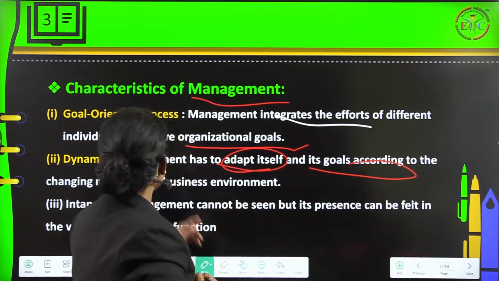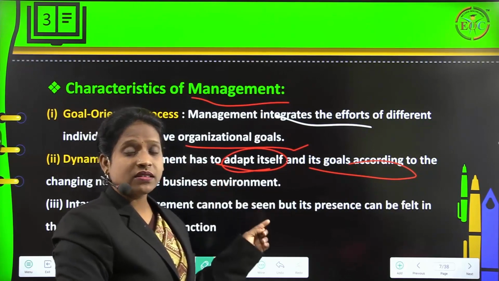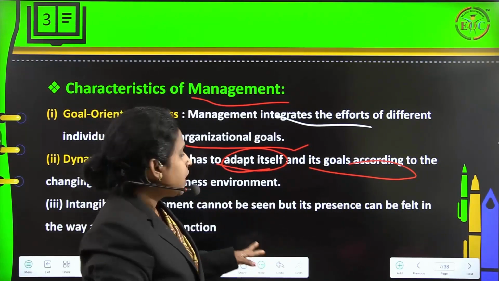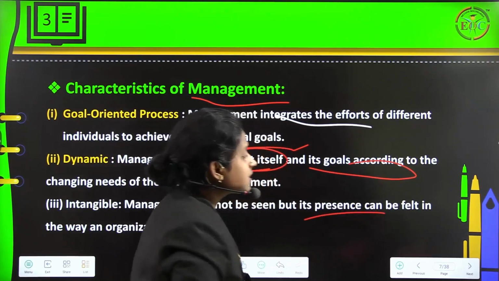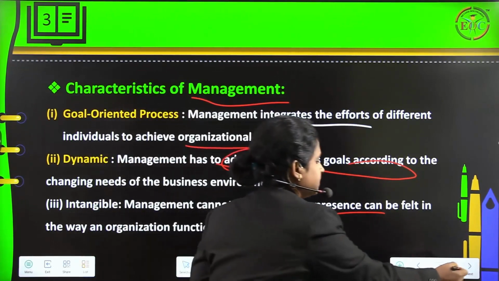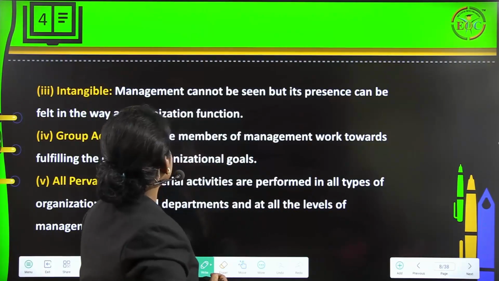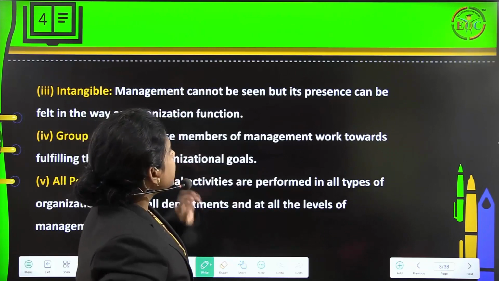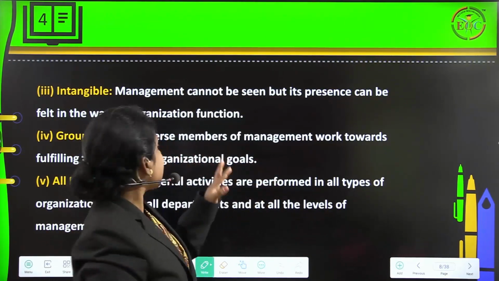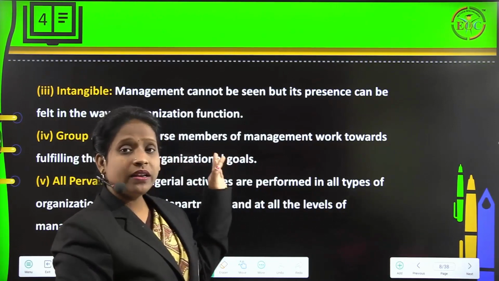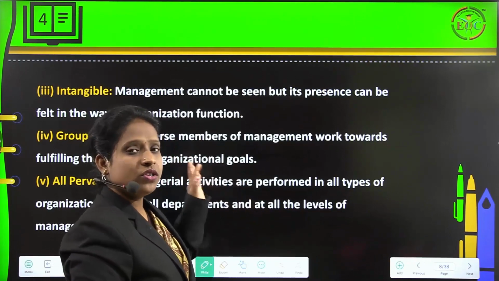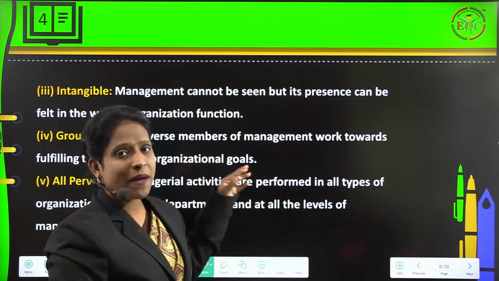Fine. And the next characteristic is intangible. Management cannot be seen, but its presence can be felt in the way an organization functions. Under intangible, management cannot be seen, but as we have already discussed, its presence can be felt in the way an organization functions. The next characteristic is that we can also consider management as what? A group activity.